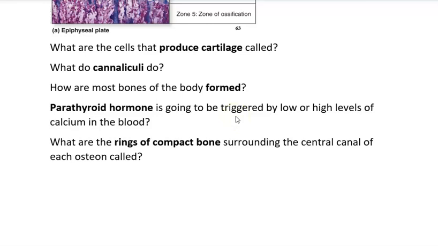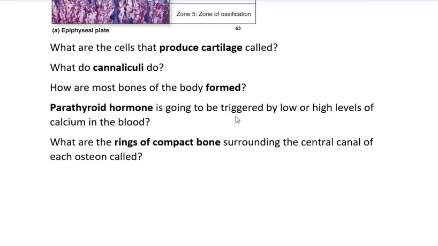Parathyroid hormone is going to be triggered by low or high levels of calcium in the blood. You need to know this. It's going to be triggered by low calcium levels. And why is that? It's because parathyroid hormone basically signals the bone to break down, to give up calcium so that there's more calcium available for the blood. And the reason it would do this is because it detects low calcium in the blood. Calcitonin is going to do the exact opposite of this. So you need to know the action of both of those hormones, okay?